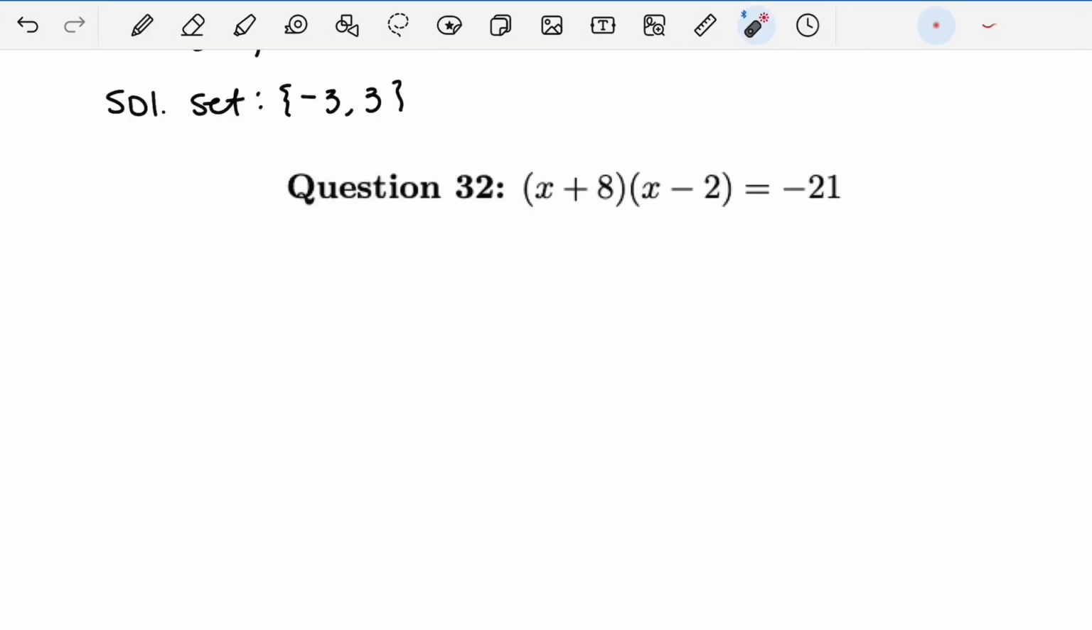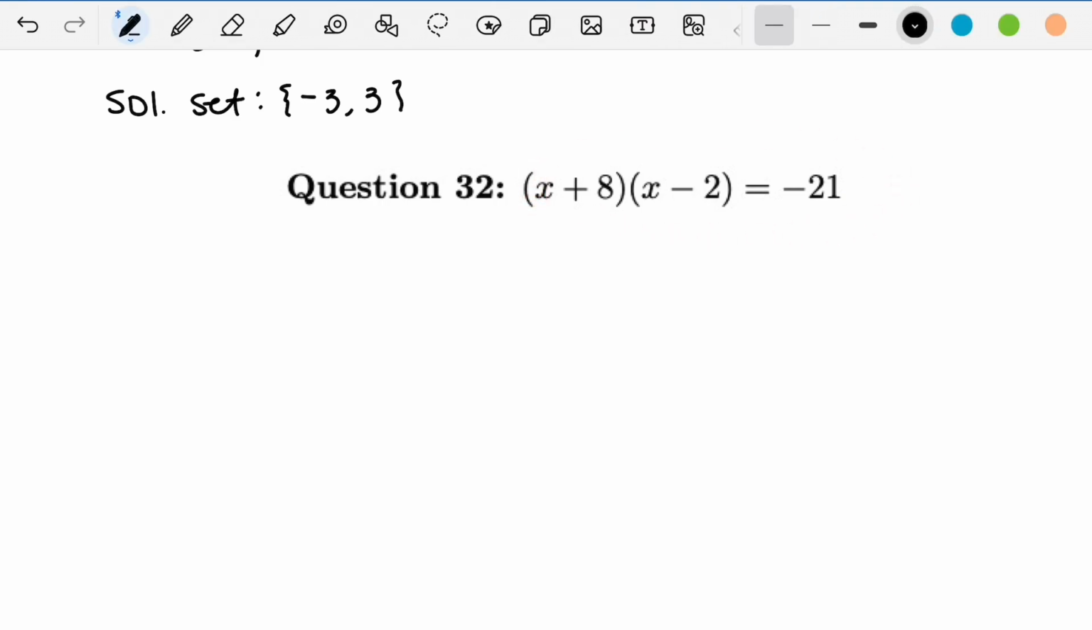Now for this next example here, notice that we do have the product of two binomials, so we might want to use our zero factor property right away. But the thing is that this does not equal 0. So we're not able to use that property yet. What we first have to do is rewrite this equation. We can do that by using our distributive property and combining like terms.